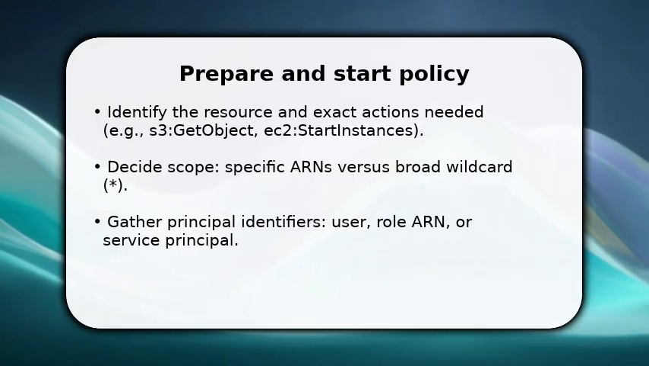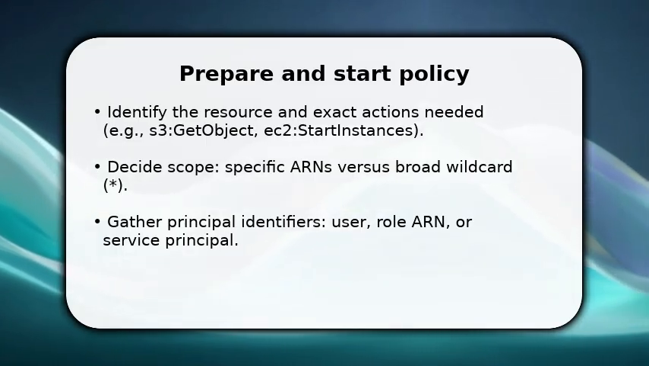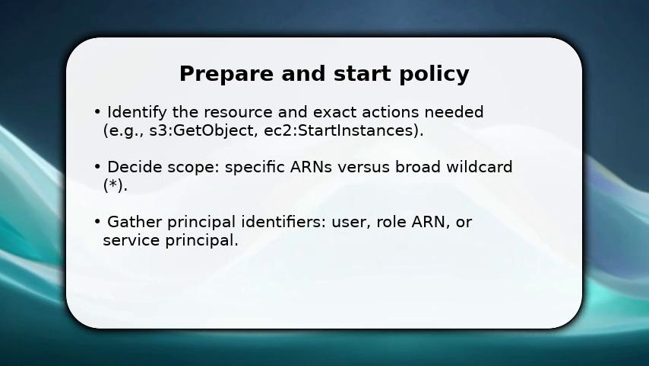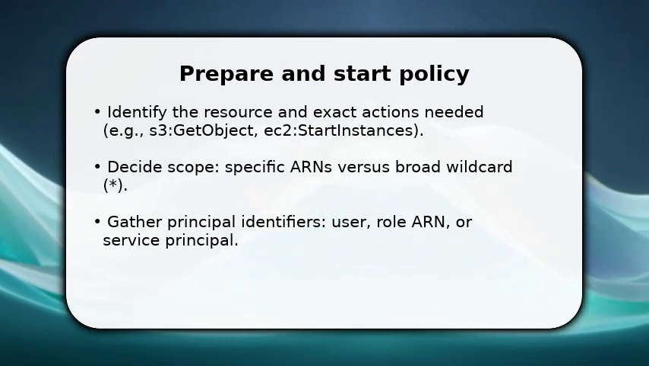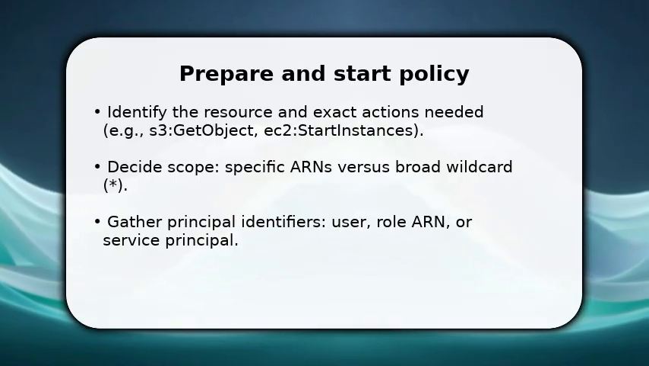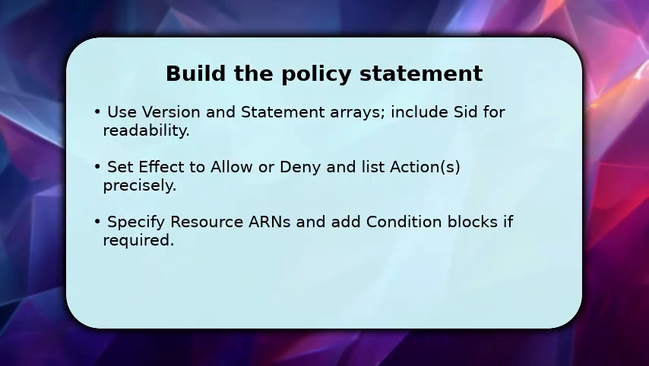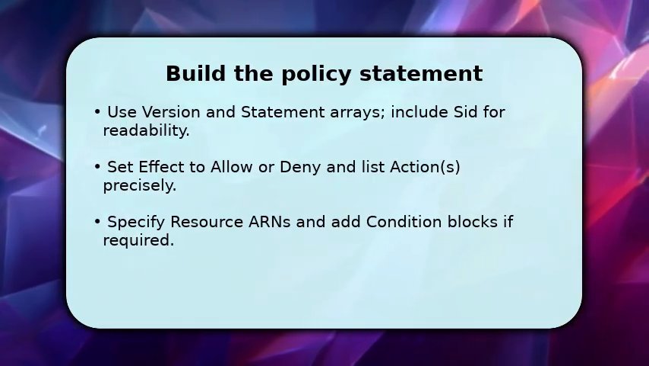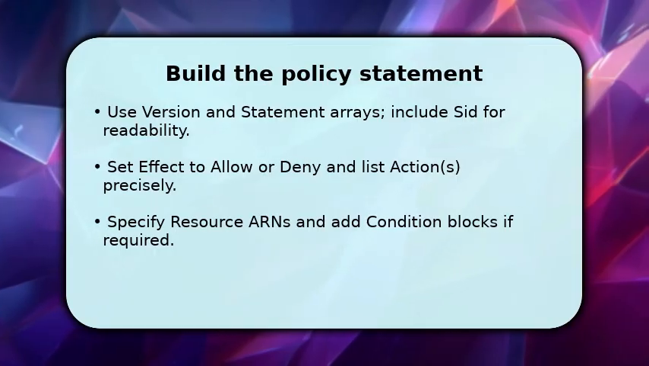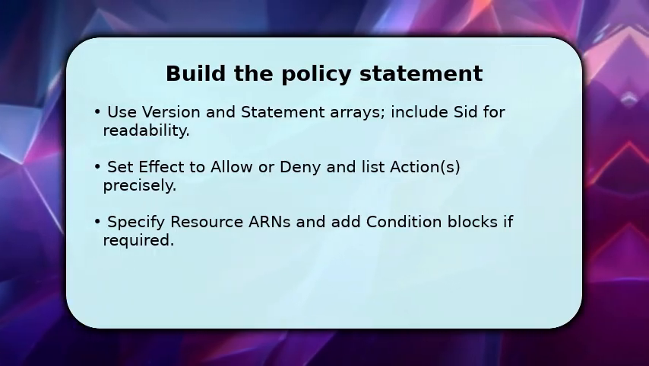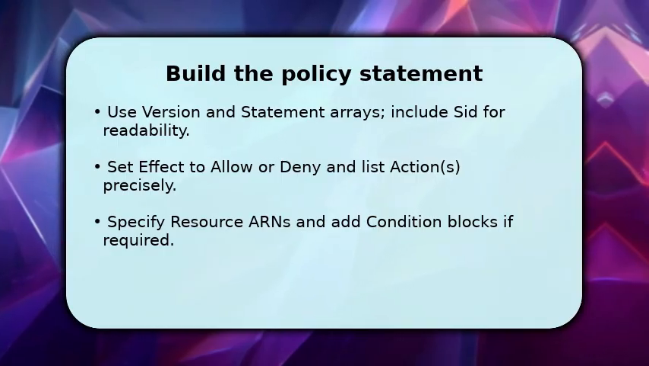Also decide whether conditions will be needed, because conditions refine when permissions apply. Start composing the policy document in JSON or your Cloud Console's policy editor now. You now construct the JSON statement, include version, and add one or more statement entries. Make sure each statement has an effect, actions, and resources. Use SID labels to clarify intent.